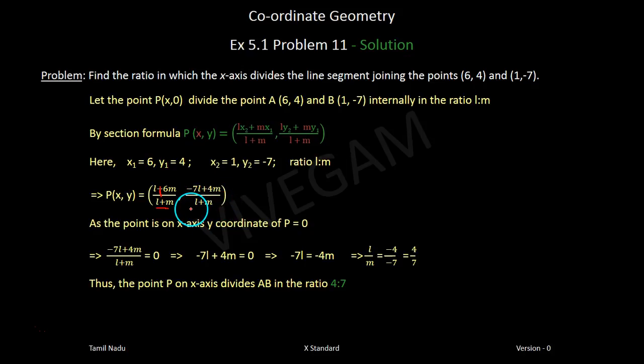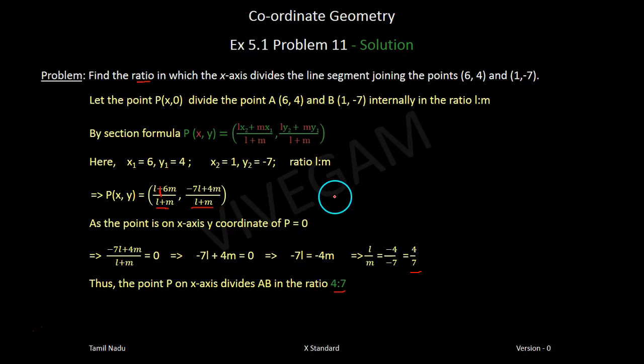But this is nothing but equal to 0, because y is lying on the x-axis, which means y equals 0. So this is equated to 0, and simplify it, so you'll get minus 7L plus 4M, since this L plus M goes to the right side and gets multiplied, becomes 0. So minus 7L plus 4M equals 0, or 7L equals 4M, or L by M will be equal to 4 by 7. So the ratio is 4:7. You got it? What are we asked to calculate? We are asked to calculate the ratio. The ratio is 4 by 7.